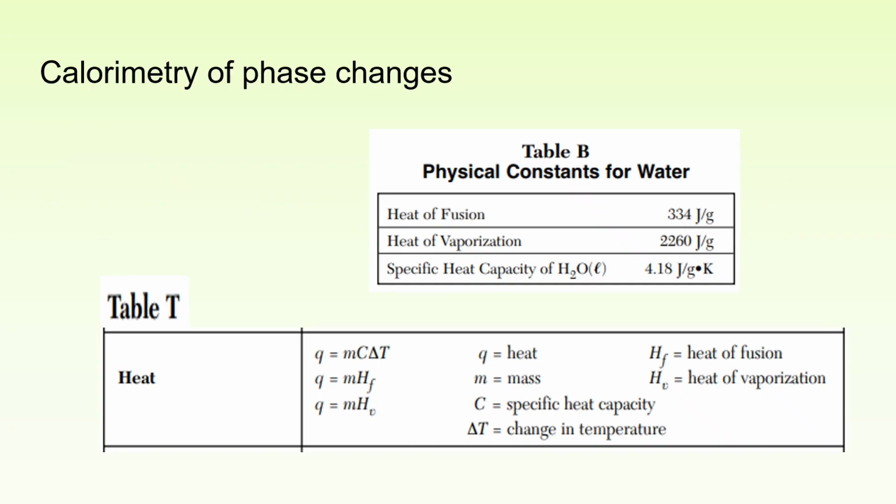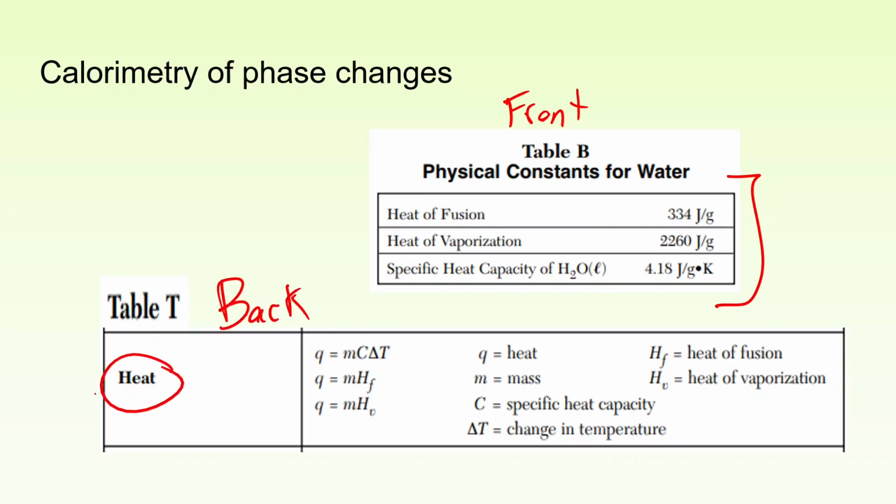Chemistry reference tables. The ones that we're going to take a look at is on the front page. There is table B, physical constants of water. We'll need to refer to these, as well as on the very back page we have equations, and we're going to look at the one for heat.